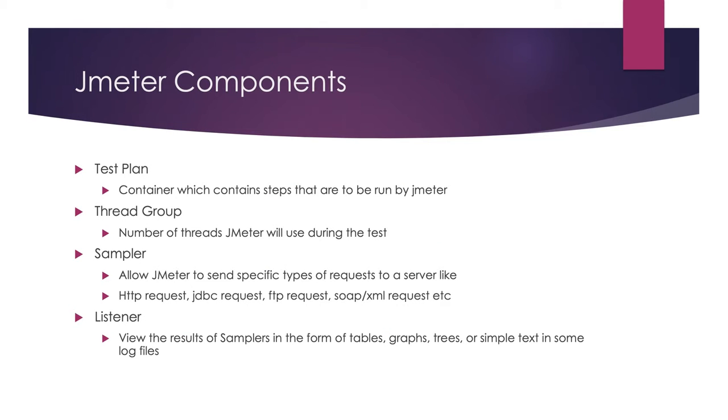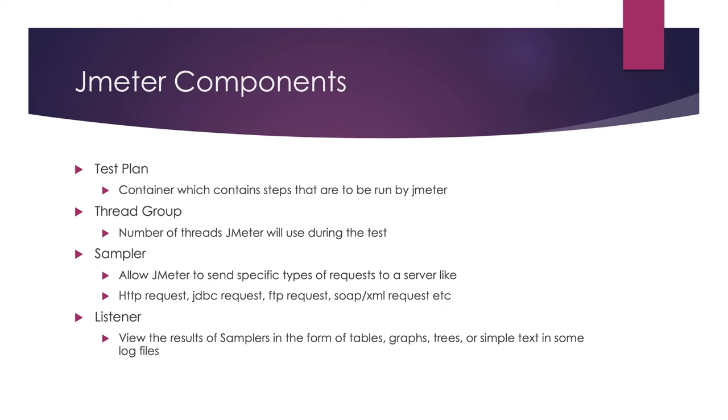So what are the JMeter components that we need to understand in order to use JMeter for performance testing? First, the test plan. A test plan is like a container which holds the sequence of steps that should be executed while running JMeter. Then the thread group. Using this component we can create users who simulate the requests to the target server.